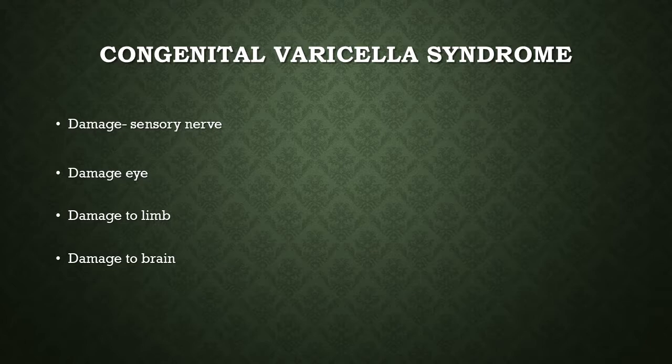The first is damage to the sensory nerve. Here, characteristic cutaneous lesion with zigzag scarring develops. Also, hypopigmentation develops. Second is the damage to the eye, which results in microphthalmia, cataract, chorioretinitis, or optic atrophy. Third is damage to the limb, which causes severe malformation of the extremities.